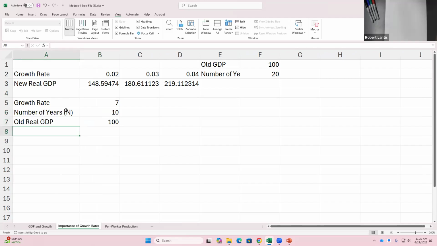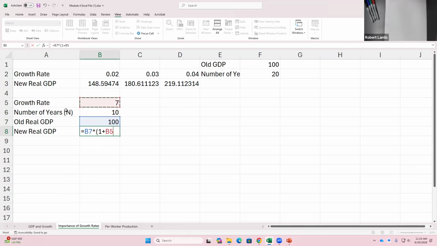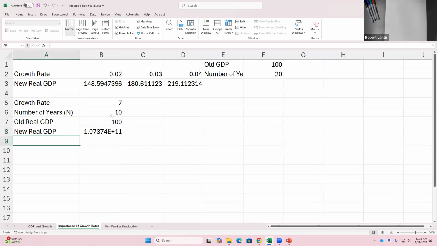So how do I calculate my new real GDP? Well, it's going to be equal to whatever my old GDP was, times 1 plus that growth rate to the power of however many years out I'm trying to make this projection for. Now, I've got an issue here, but if I hit enter, and I could put this in my calculator by just plugging in the actual values, I get an astronomically large value. E to the 11th means move that decimal point 11 places. While higher growth rates do increase GDP, it's not going to be by this amount.